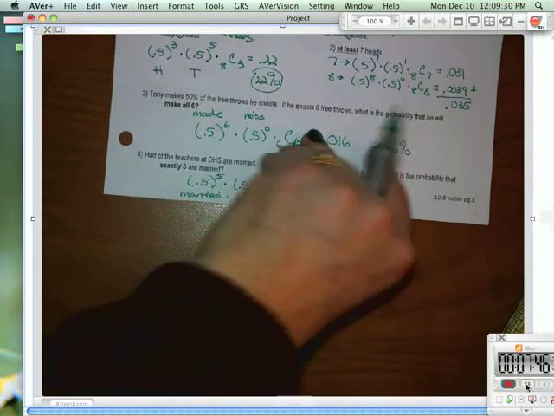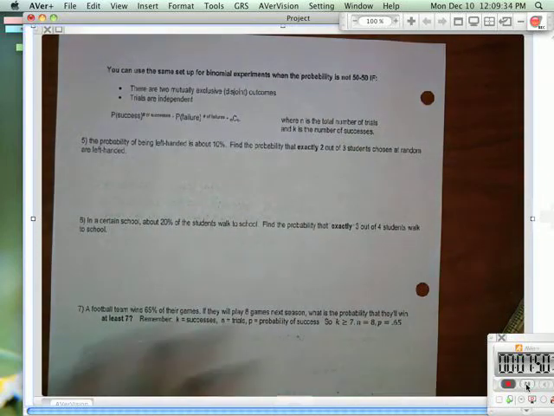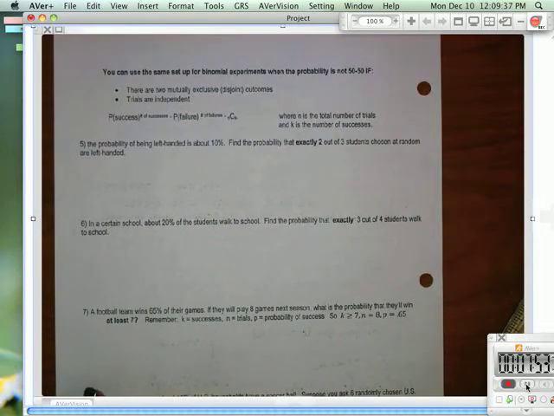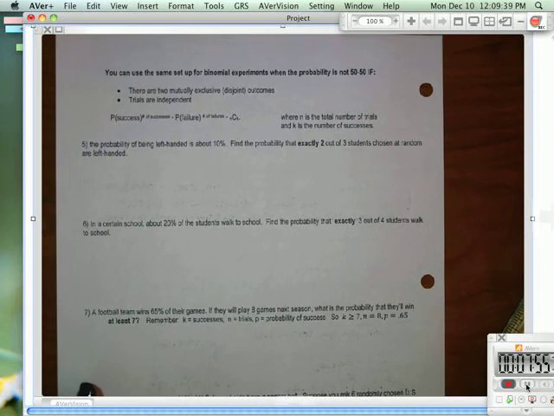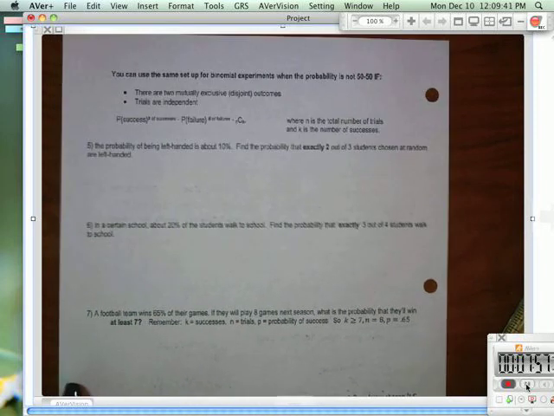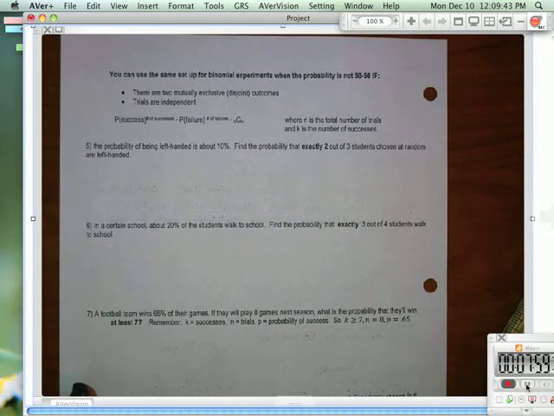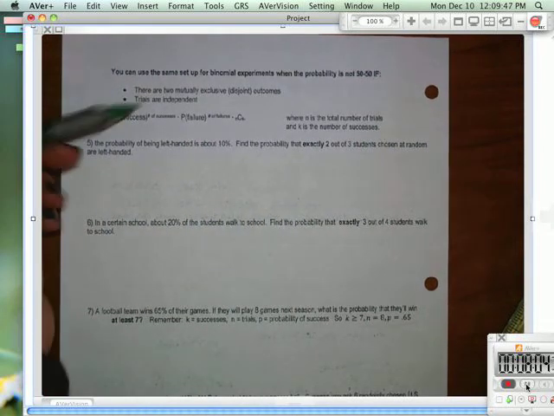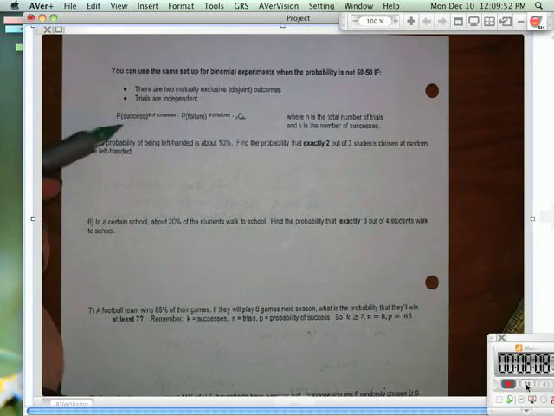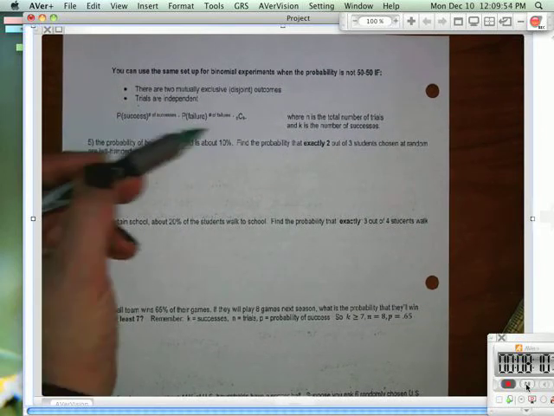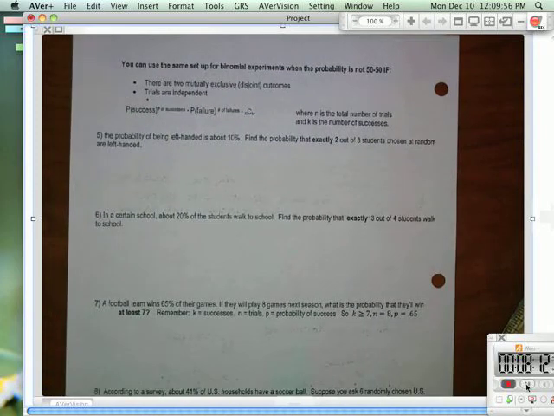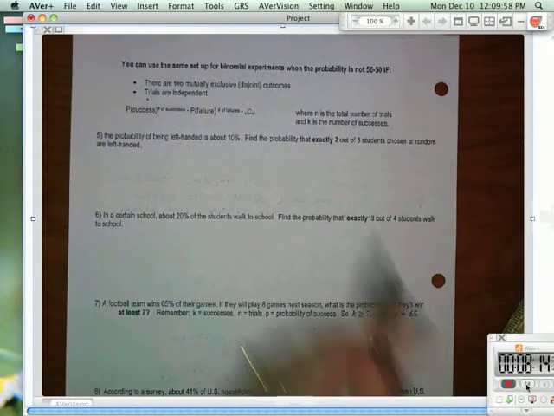Okay, now let's flip it over and see what we have on the back. So, we can use the theoretical probability equation for binomial experiments when the probability is not 50-50 if, again, they're disjoint and they are independent. It's really the same theoretical equation here. N is the total number of trials, and K is the number of successes.